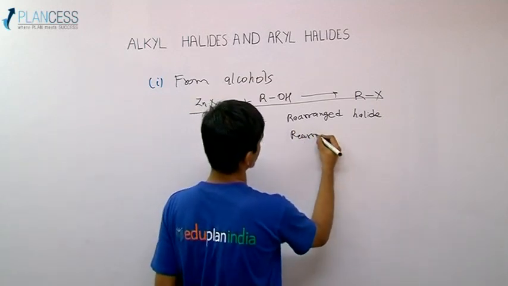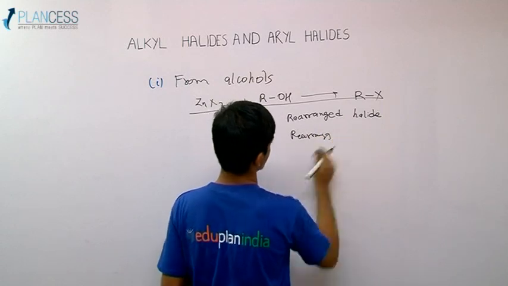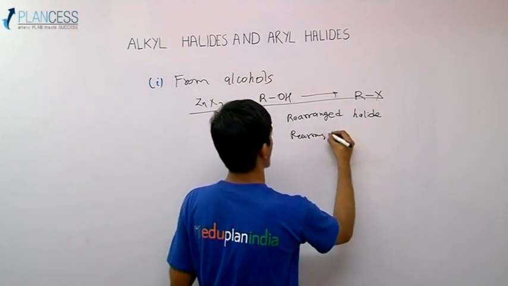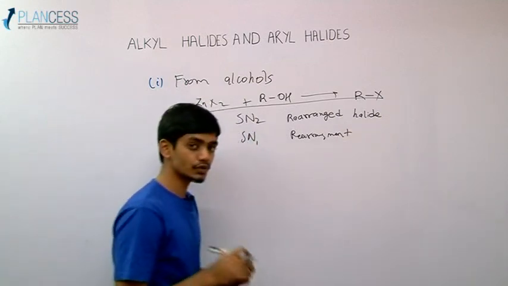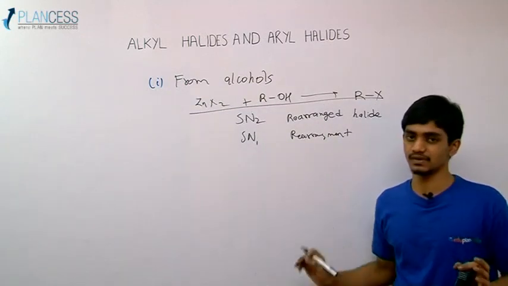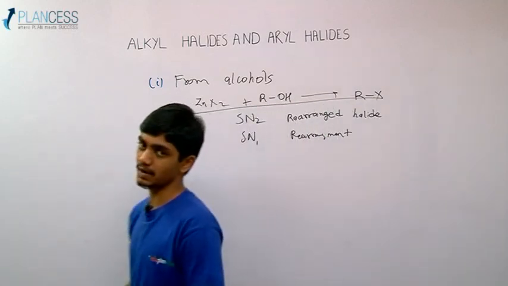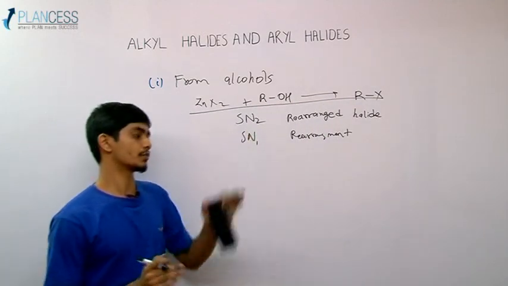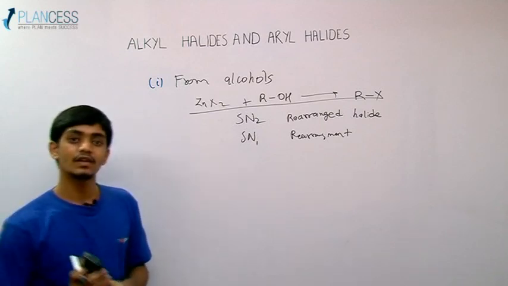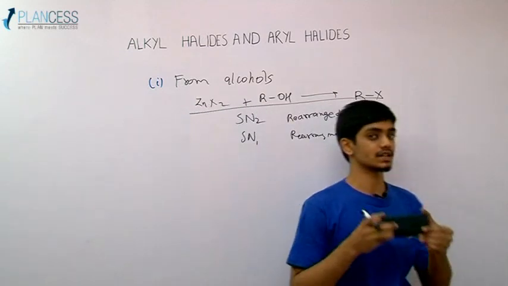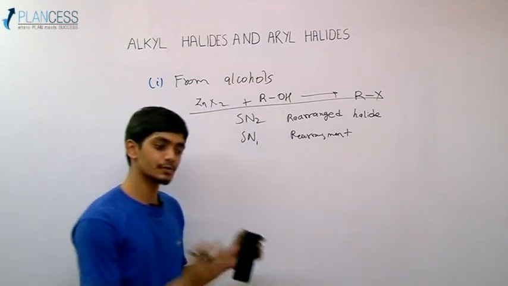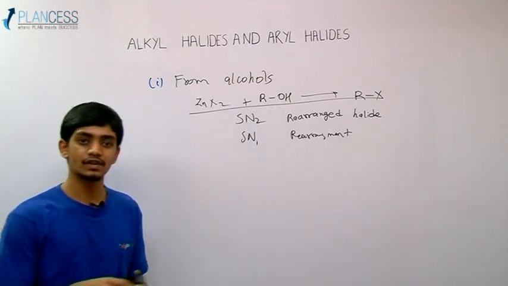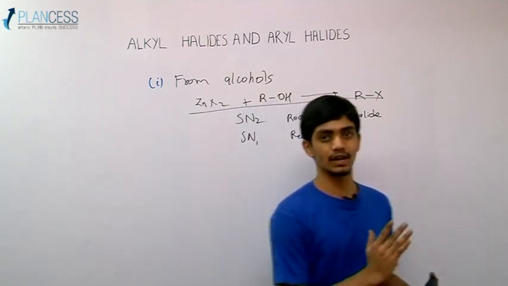We have rearrangement, and if we have rearrangement, then we have a change in structure, and that is most of the time not beneficial to us, because if we want to prepare a particular halide, then we need to choose an alcohol which can give that halide, and most probably we will choose an alcohol with the same structure as that of the halide, because we cannot think in the backward direction.